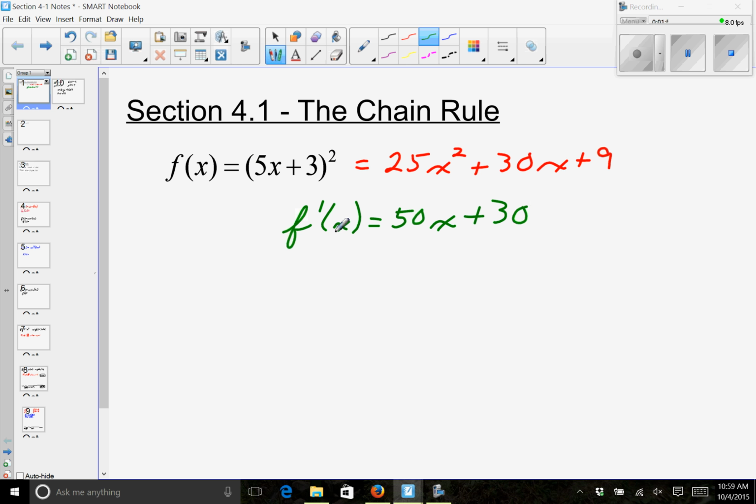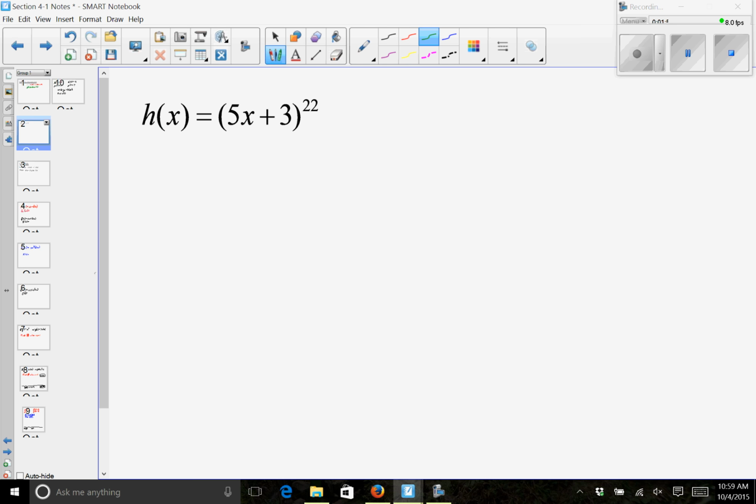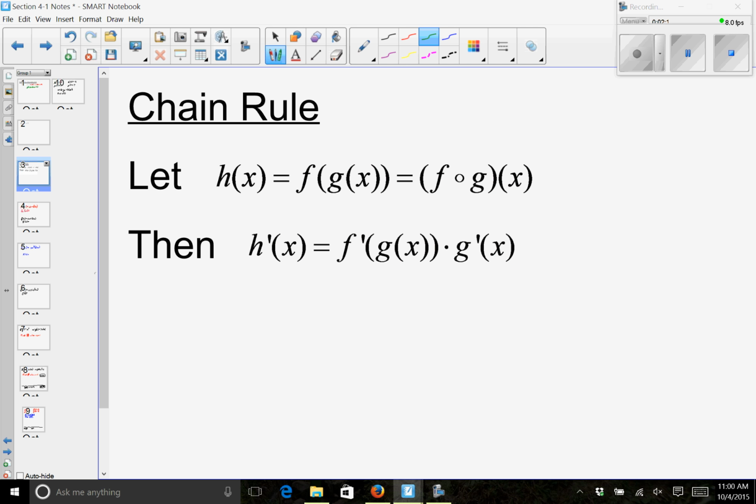And that works, but then what happens if we deal with something like this? 5x plus 3 raised to the 22nd power. Now, could we multiply that out? Yeah, we could use Pascal's triangle, multiply it all out, then take the derivative of that gigantic 23-term polynomial. But the alternative to that is the chain rule.